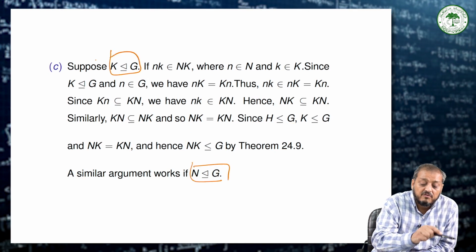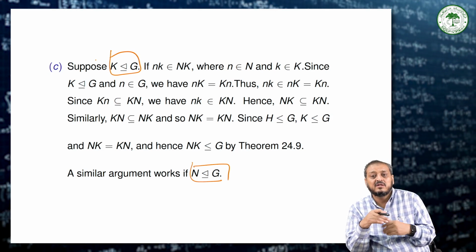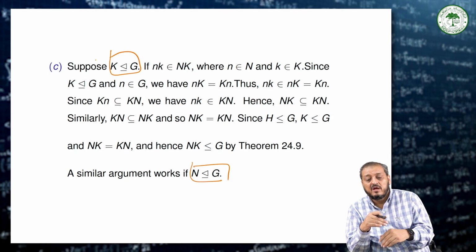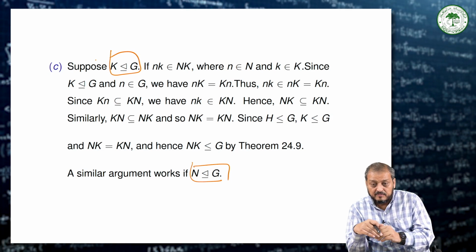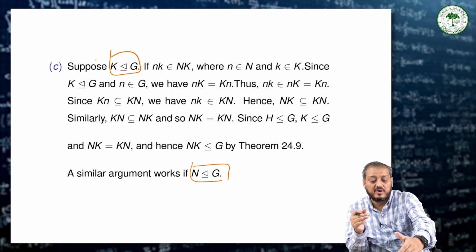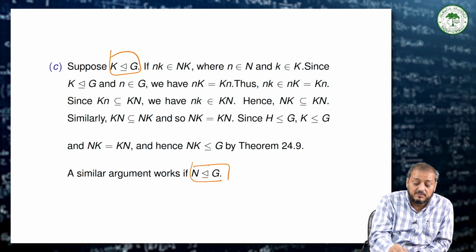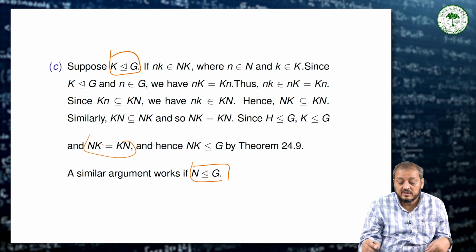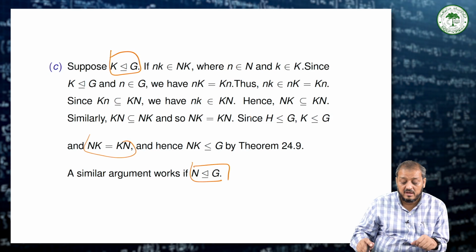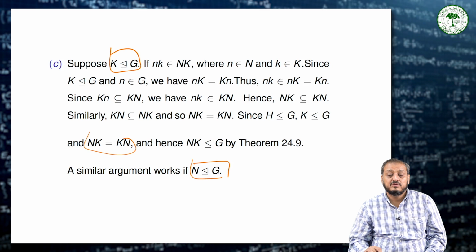Taking the first case, we have to divide this into two cases. One is N is normal in G, another is K is normal in G. Another case is where we have N normal in G. Similarly, we can prove it using a similar argument, and we have to show that Nk is equal to Kn, and then again prove that Nk is a subgroup. So this completes the proof of this part C.